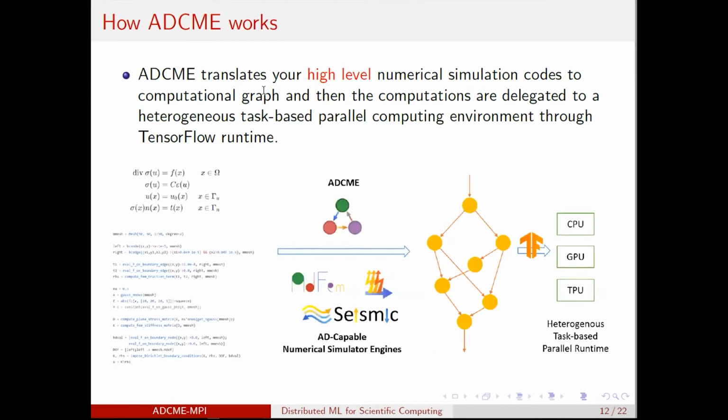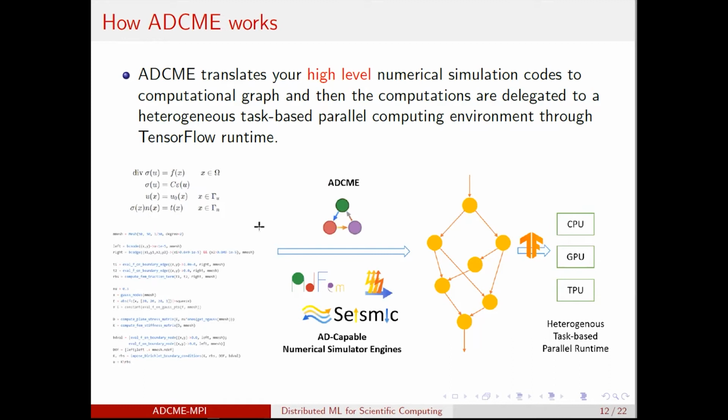And how does ADCME work? This is a representation of the workflow. You write your numerical scheme on a high level. At this level, you do not need to think about the computational graph, because ADCME will automatically construct the computational graph from your code. These codes are very similar to MATLAB codes, or are very natural, and you do not have to think about the low level details.